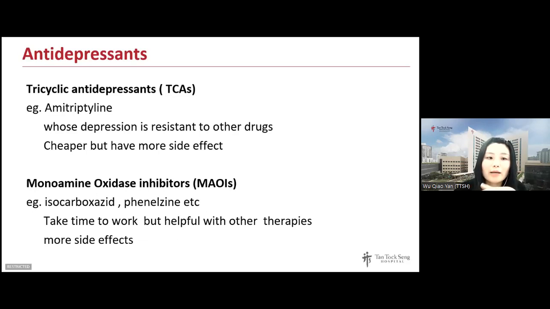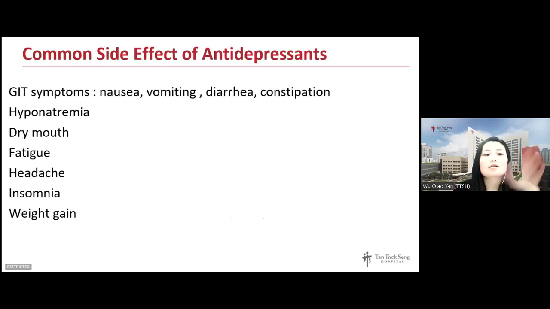As we know, a drug will surely have some side effects. For antidepressants too, there are common side effects. So now I will share about the common side effects of antidepressants. The first famous one is the GIT symptoms, which are nausea, vomiting, diarrhea, and constipation.